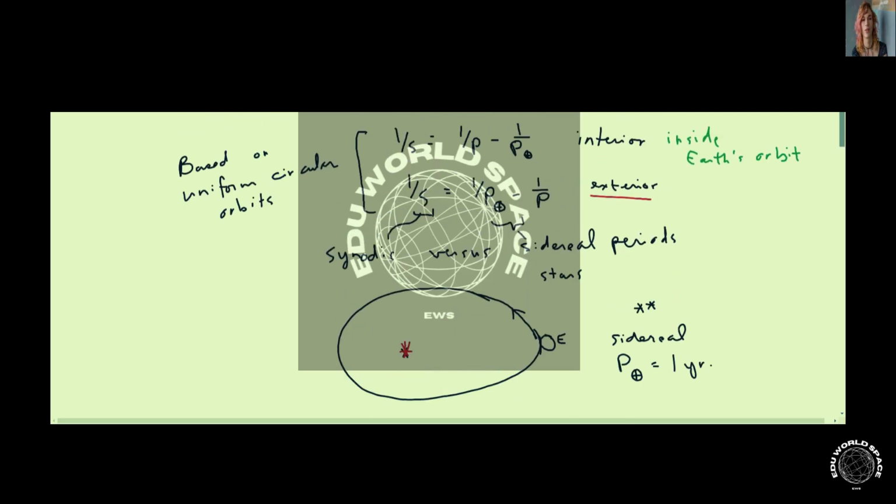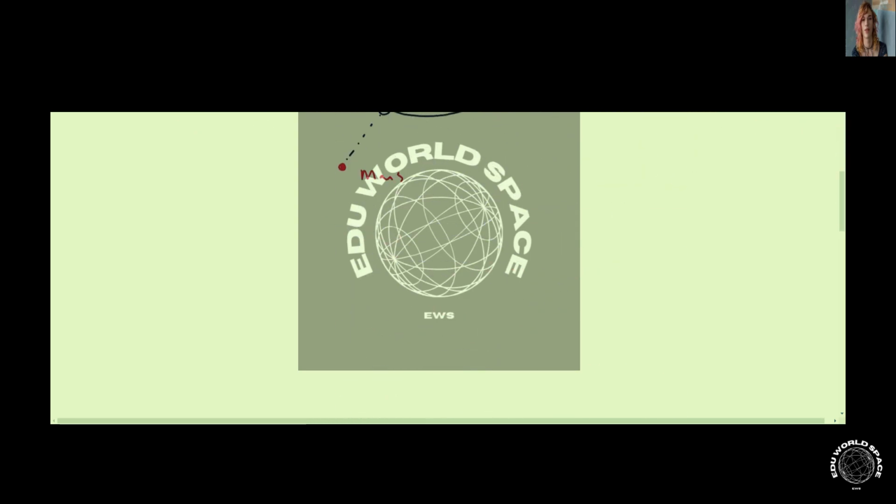So let's calculate the time between oppositions for Mars. What do we expect? Expected delta T between two oppositions of Mars. And of course, we know what the period of the Earth is. It's just 1 year.